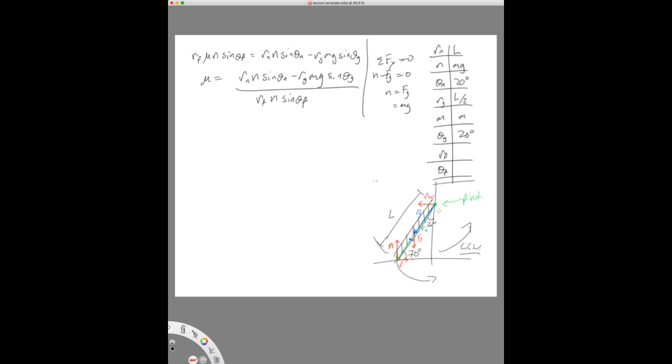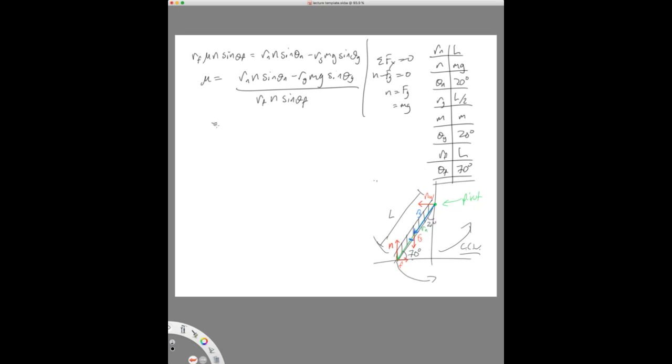Then for our friction, that's from the pivot point to where friction is located. Notice that's exactly the same as our normal, so I'm not going to draw a new vector for that. But we can see that that is just going to be L from the pivot point down to where the friction is. And the theta for friction, that's 70 degrees.